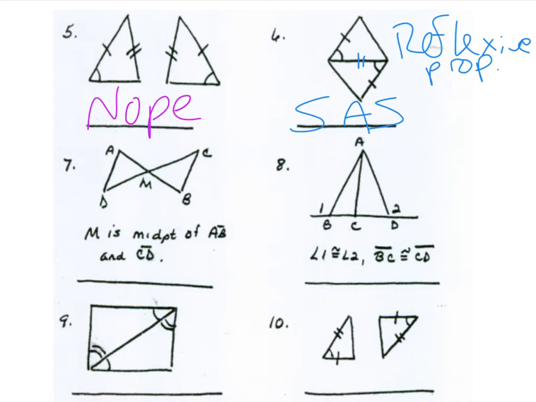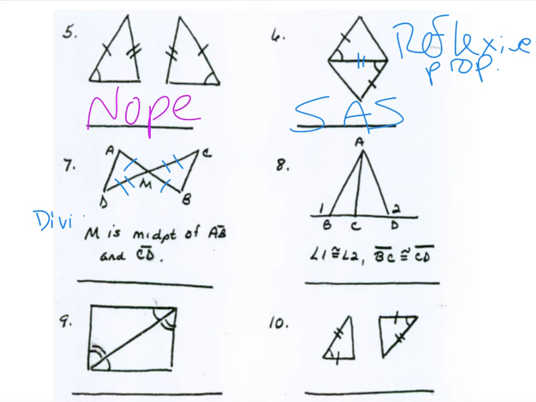M is the midpoint of AB and CD. Well, what does that mean? This is something you'll want to write down once again, okay? Because we've talked about these. It's definitely an algebra concept, but also works in geometry. That just means that it splits it in half. So these two would be congruent, and these two would be congruent. So midpoint divides the segment into 2 congruent segments.